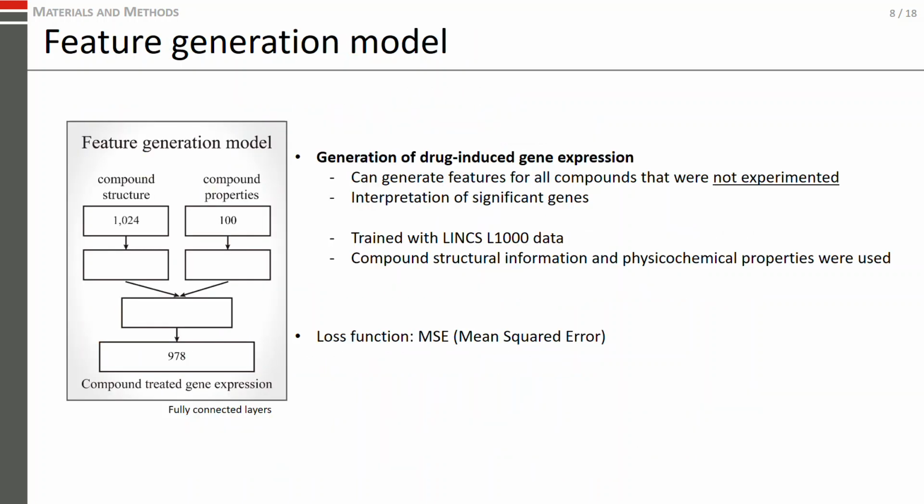Let's move on to the model architecture. The feature model is a simple neural net. It takes 2 inputs, molecular fingerprints and properties. Then it outputs predicted drug-induced gene expression. With this additional model, we could utilize all drugs in DDI datasets.